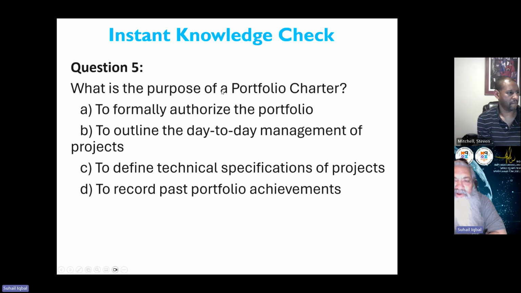Question number five, what is the purpose of the portfolio charter? We have deliberated on the portfolio charter in quite a bit of detail. So what does it do? It formally authorizes the portfolio. It is to outline the day-to-day management of projects. It is to define technical specifications of the projects. It is to record past portfolio achievement. What do you say?